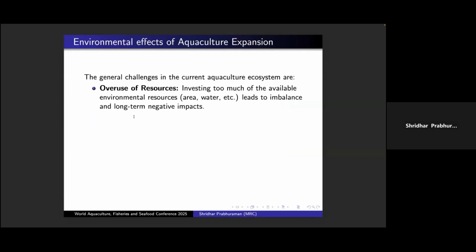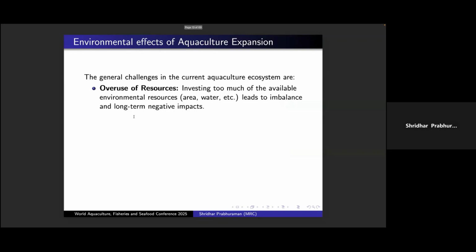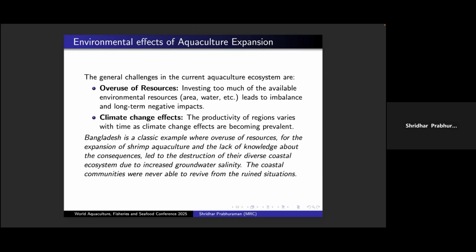So the existing challenges for the aquaculture ecosystem are twofold. One is the overuse of resources. Currently, the farmers in most cases are using much more resources to perform any kind of cultivation of shrimps or any aquaculture cultivation for that matter, and that leads to imbalance and long-term negative impacts. The second one is the productivity of regions, which varies with time as climate change effects are becoming more and more prevalent.